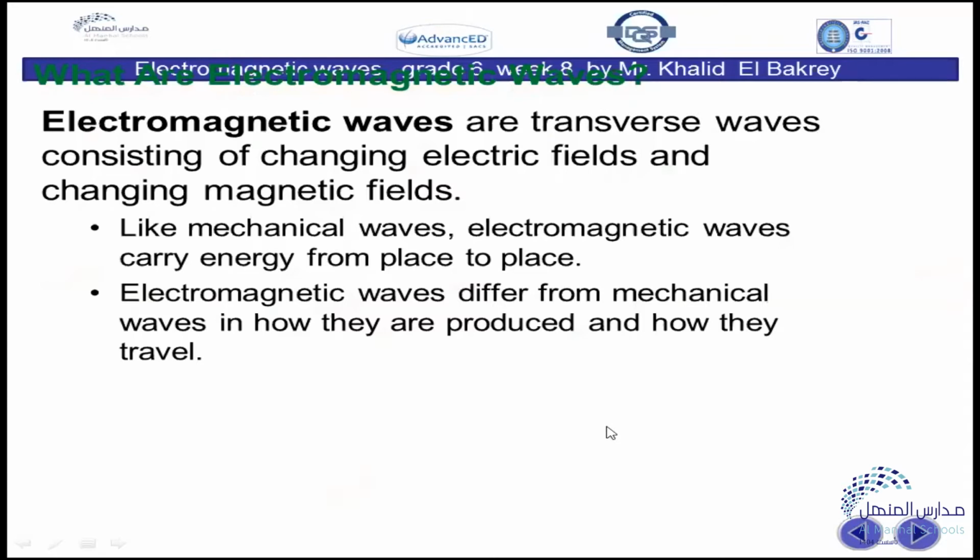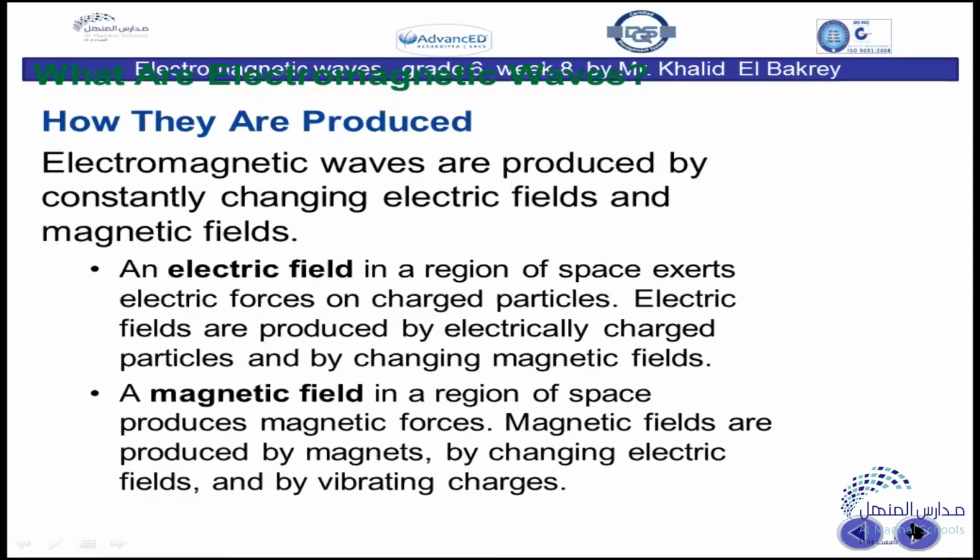So what is an electromagnetic wave? They are transverse waves made up of two fields, magnetic field and electric field. How are they produced? As we said, we have two fields, electric field and magnetic field. These two fields regenerate each other and move with each other with the same speed.